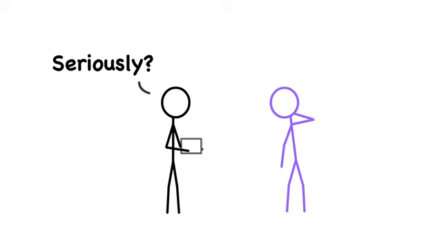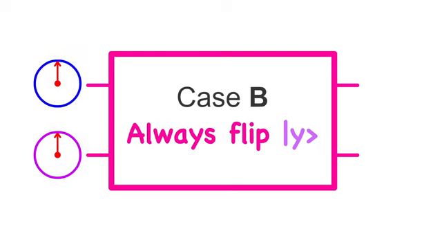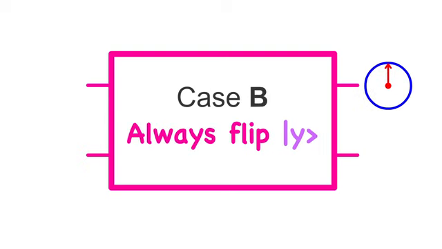Okay, that was a little unfair. Let me show you how to do it. What would happen if we pass in both qubits x and y as zeros? In case A, we would get 2 unaffected zeros as expected. In case B, nothing would happen to qubit x, and qubit y would flip vertically to a 1.